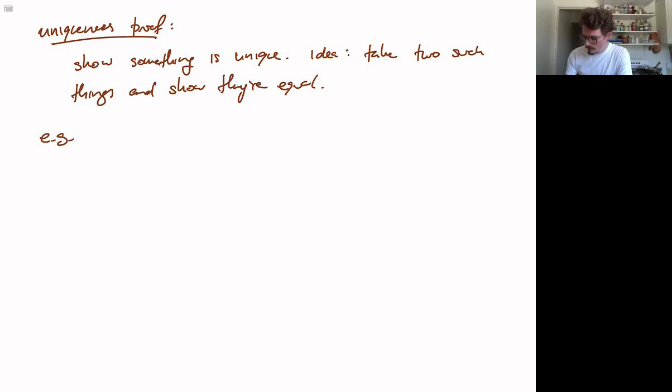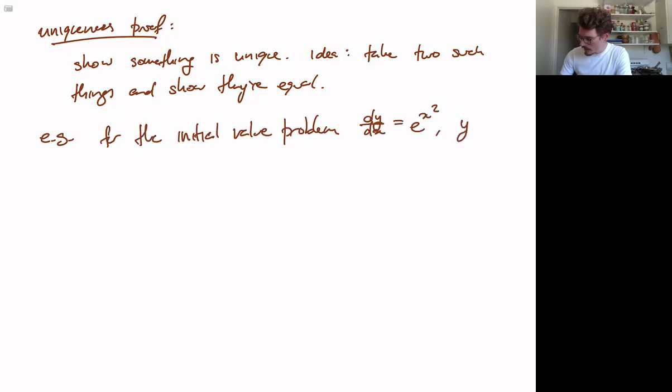So consider the initial value problem. dy/dx equals e to the x squared, and y of 0 equals 1. Okay, this is just some differential equation. I don't actually know how to solve it. It doesn't really matter what it is. It's just something. And the claim is, if a solution exists, it is unique.